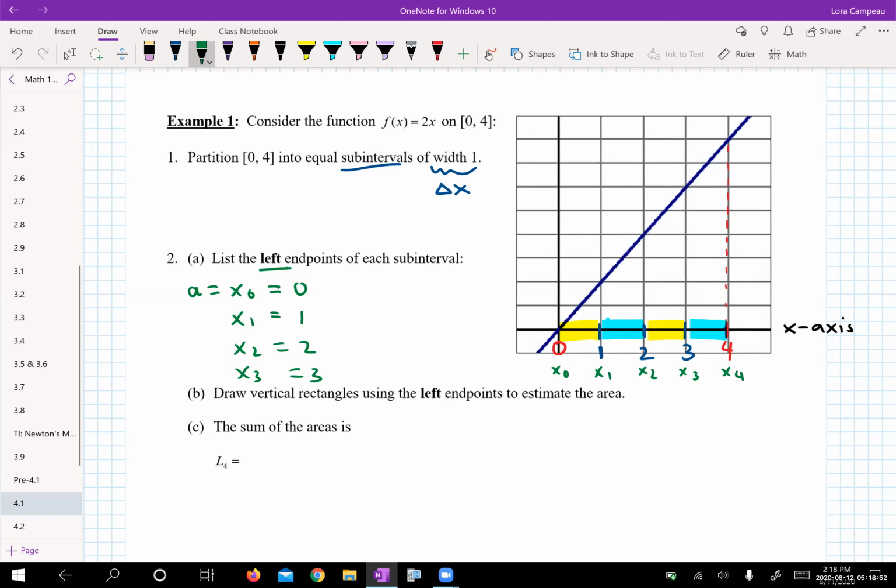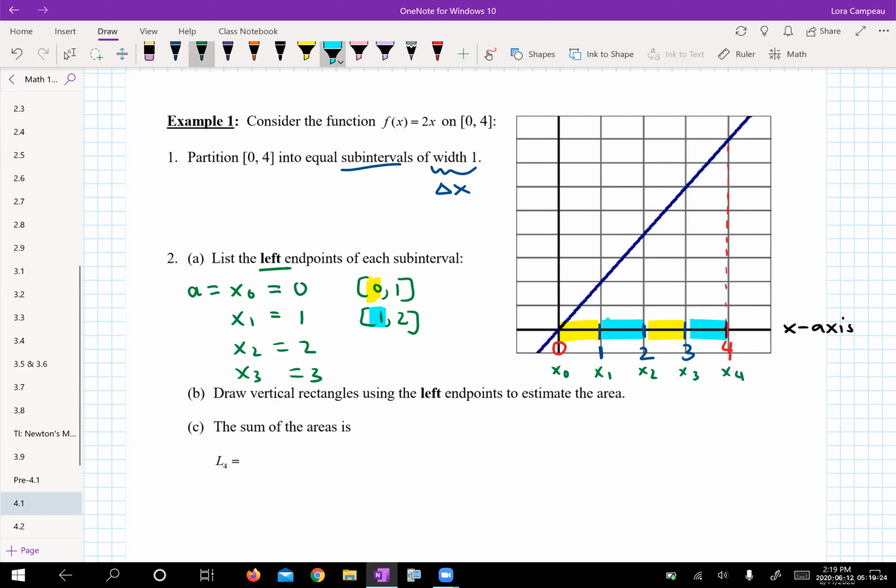I know it's a pattern that we have, but just remember, for making subintervals, the first subinterval from 0 to 1, the left point is 0. Now the next subinterval, from 1 to 2, that's the next one that I've highlighted. The left endpoint is just the 1.